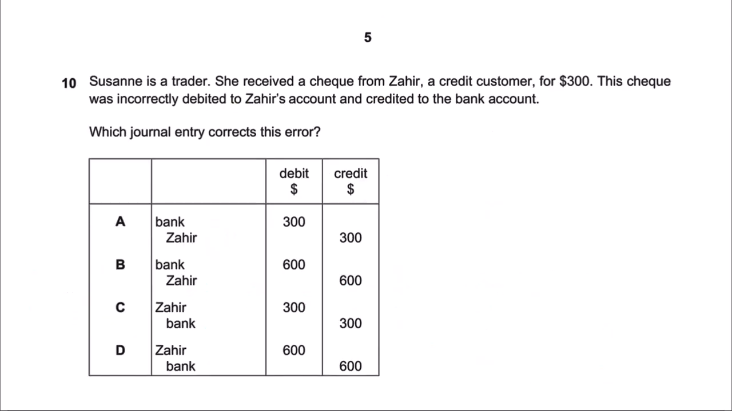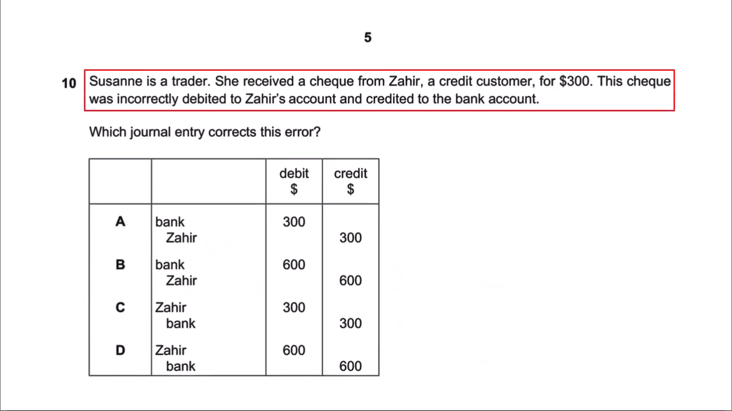Question number 10 is written. Susanne is a trader. She received a check from Zahir, a creditor customer, for $300. This check was incorrectly debited to Zahir's account and credited to the bank account.